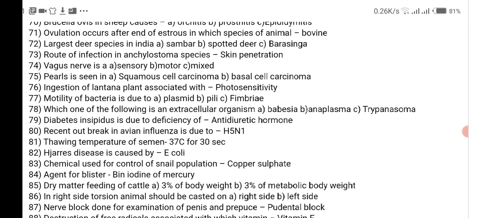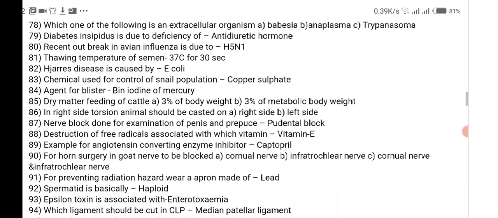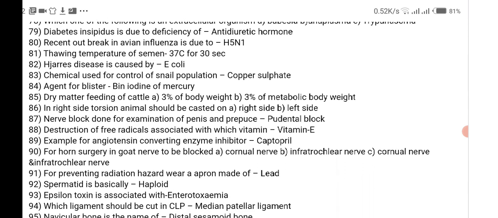Dry matter feeding of cattle is do not know. In right side torsion, animals should be casted on right side. Pudendal block is the nerve block for examination of penis and prepuce. Destruction of free radicals is associated with vitamin E.